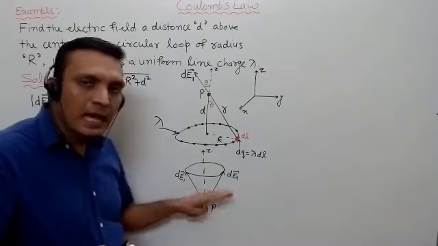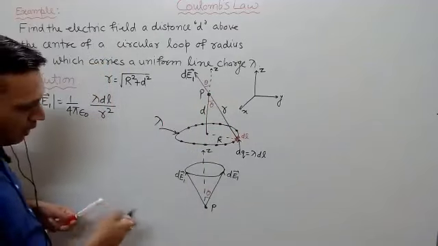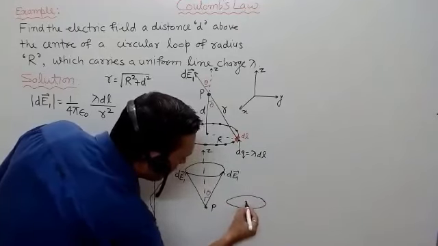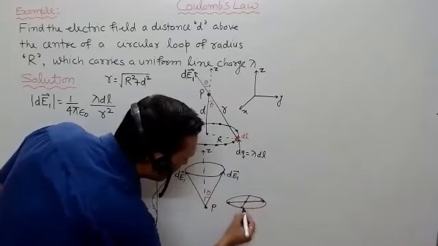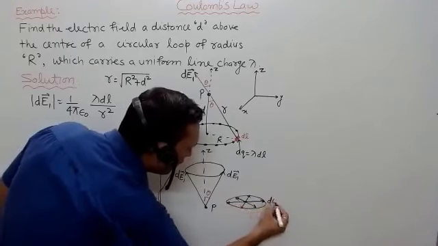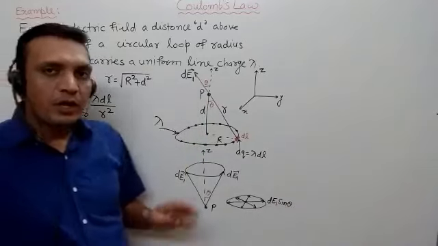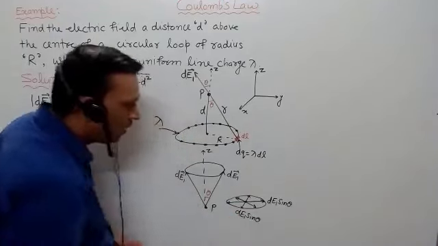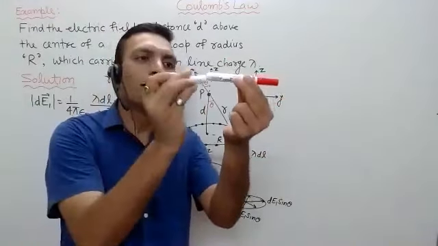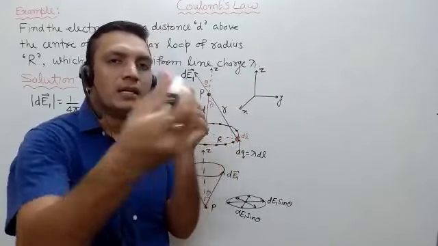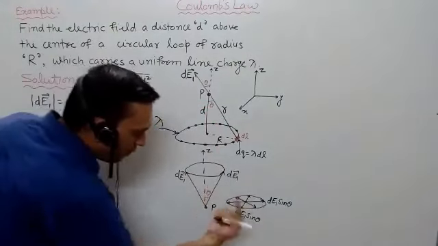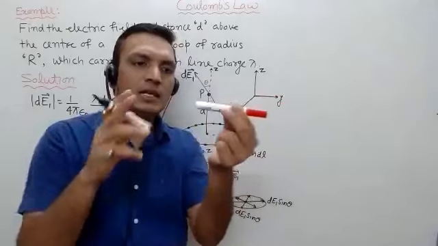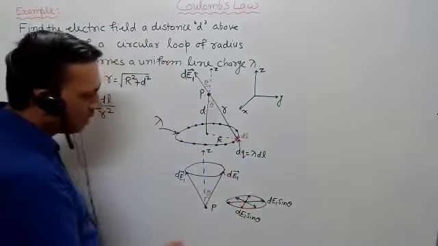So you have to resolve dE1 in the XY plane and along the Z direction. So in the XY plane, what will be this component? dE1 sine theta. Corresponding to each dE1 sine theta, you have an opposite dE1 sine theta. So in the XY plane, you will get a disk of dE1 sine theta. Corresponding to each dE1 sine theta, you have an opposite dE1 sine theta. So the resultant will be 0.